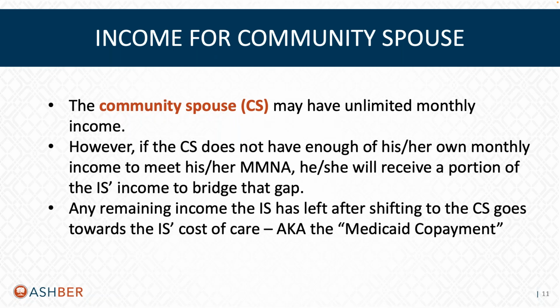However, we're going to deal on the other side of the aisle here, where if the community spouse does not have enough income to meet whatever his or her MMNA is, then the difference is going to be made up through the institutionalized spouse's income. So that's how they're going to bridge that gap. And this works kind of like a domino effect: when the institutionalized spouse transfers that income to the community spouse, it's going to reduce his or her Medicaid copayment and thus increase the monthly benefit.